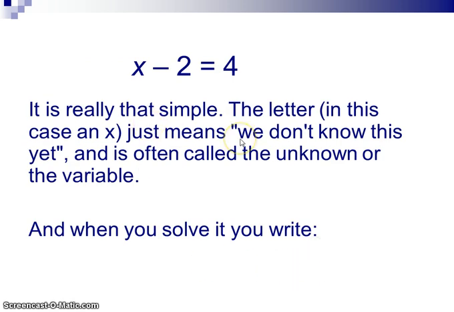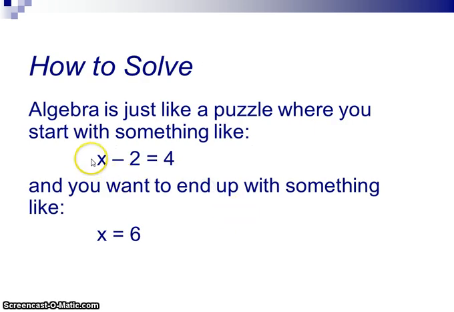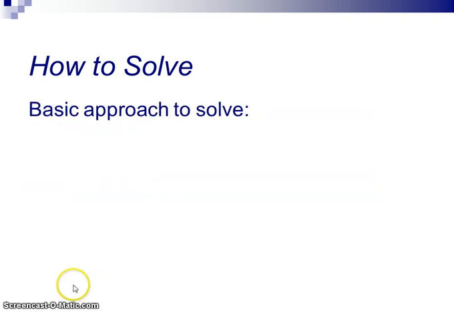So it's really just that simple. The letter in this case just means we don't know yet. Okay, it's often called the unknown variable, and that's what we're trying to find when we're doing an equation. Okay, so if we substitute in x equals 6 for x, you'll see that 6 minus 2 is 4. So that's just kind of where we're going with this, okay? So x would equal 6.